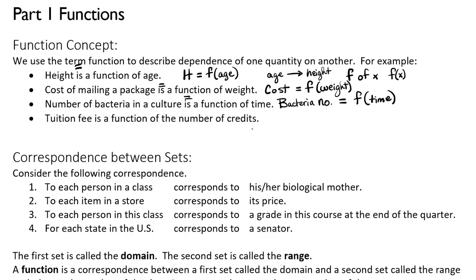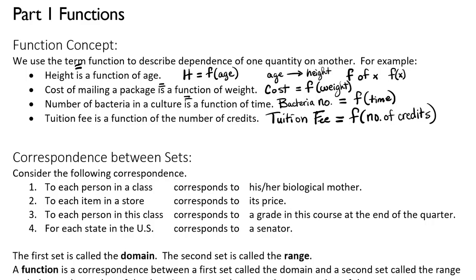Tuition fee is a function of the number of credits. Go ahead and pause the video now and see if you can figure out the last one. Welcome back. The tuition fee equals a function f of the number of credits. I hope you got that one right.